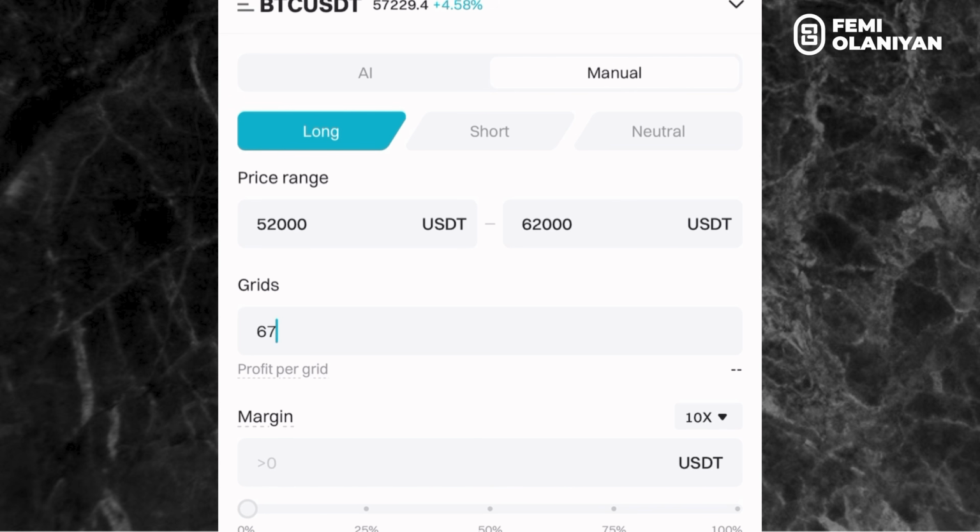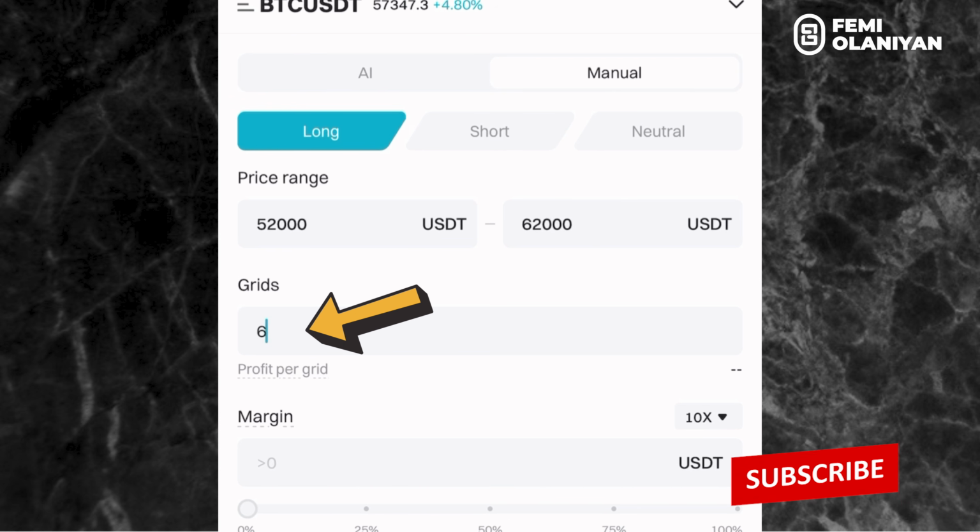So I'm not using complex words for this, so that's why I want you guys to understand it. This means that this trading bot can take 67 trades at a time for me within this price range. For me, I won't be using 67. I prefer to use 10. So if you use 10 right there, that is still okay.